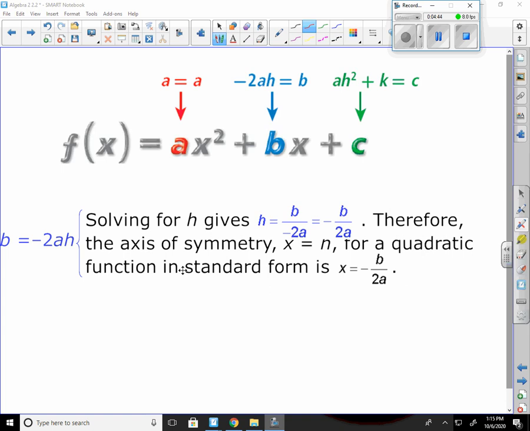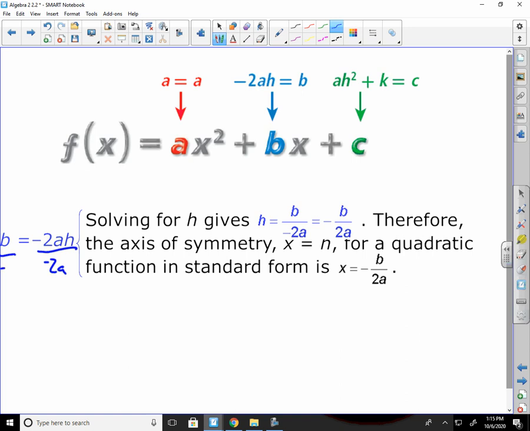B, if we solve for h, well, b is equal to negative 2 times a times h. So solving for h gives us h equals b over negative 2a. So to solve for h, I would just divide both sides by negative 2a. On this side, that would all cancel out. I'd just be left with h, and it's b over negative 2a. You can also think of that as just negative b over 2a, because the negative goes out in front of the whole thing.